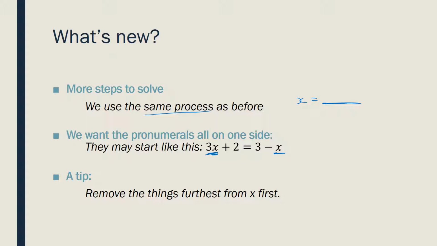And we want to make sure that we're getting the x onto just one side, and there's no x on this side here. And finally, a tip. Remove the things furthest from the x first, which we were doing before. Remember, if this was our x, the -2 is further than the 3 is, using our order of operations, or BIDMAS.